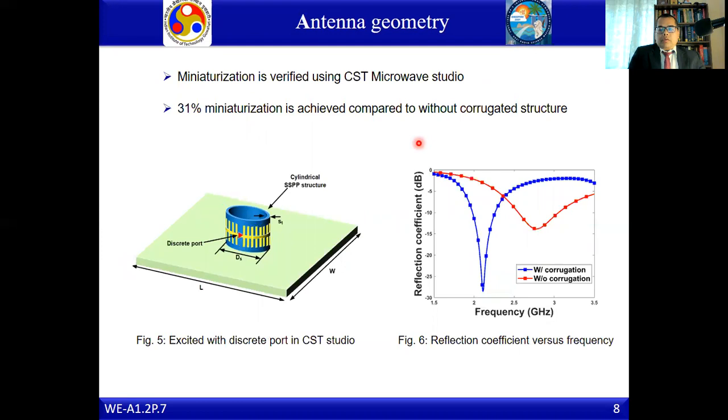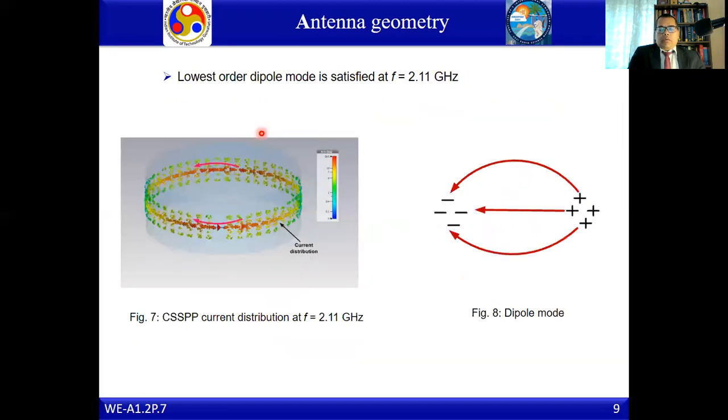In order to verify this, we have simulated this cylindrical SSPP structure using CST Microwave Studio, and we have observed that with these gratings, there is a reduction in the resonant frequency with and without this corrugation. When we have corrugation, the resonant frequency is much lower than that without the corrugation. From this study, we can infer that we can make size miniaturization of almost 31%.